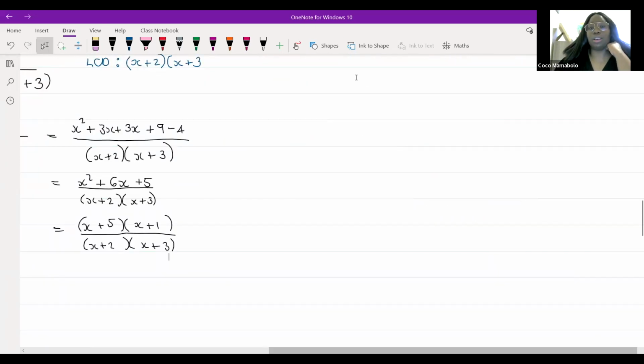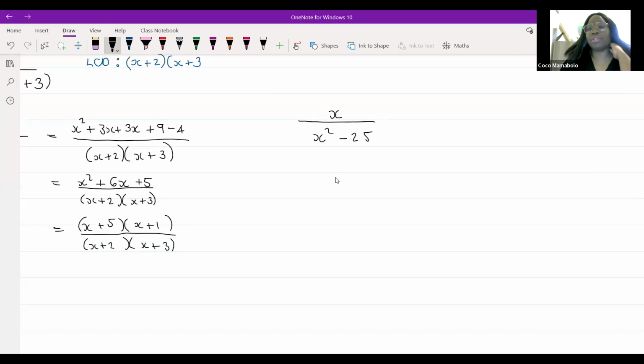I'm going to give you guys another example over here, right? So I'm going to give you guys x over x squared minus 25 plus x plus 2 over x squared plus x minus 20. All right. Okay, now let's look at our denominators. What do we notice in our denominators, peeps?